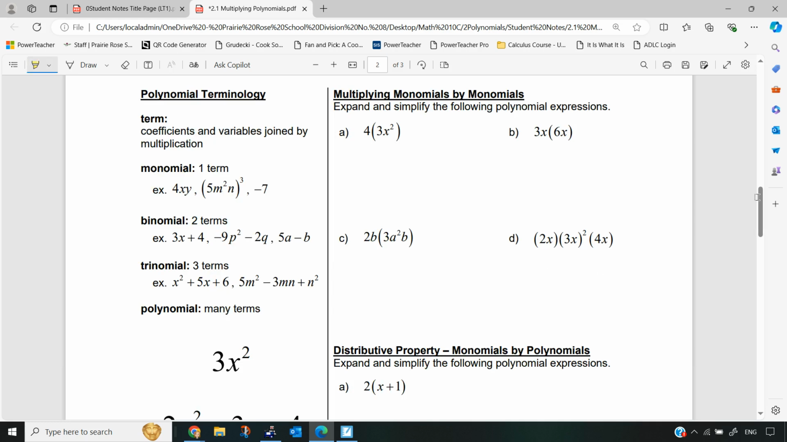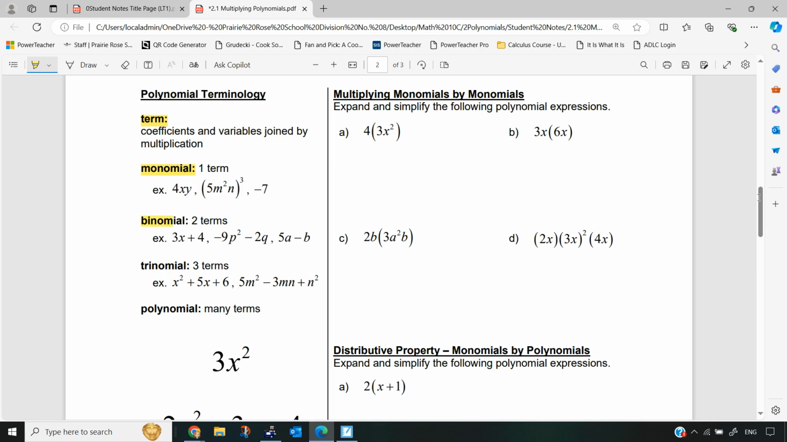Now, before we move on to multiplying each of these types of polynomials, let's get familiar with some of the terminology. So first of all, a term. A term has both coefficients and variables joined by multiplication. If something has one term, it's called a monomial. So 4xy, 5m squared times n all put to the exponent of 3, -7, those are all monomials.